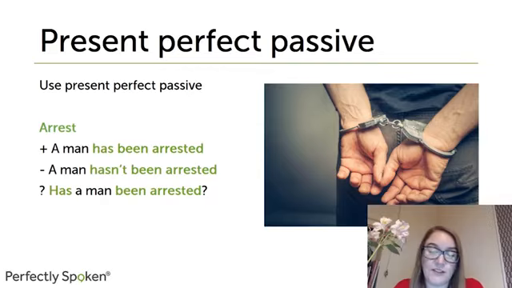Good. If you had your notes to refer to, you should have got these correct. Let's check together. Your positive sentence should read: a man has been arrested. Negative: a man hasn't been arrested. And question: has a man been arrested? Again, well done if you got those correct.